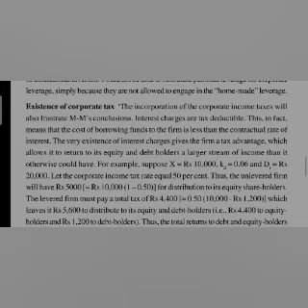Existence of corporate tax. The incorporation of the corporate income taxes will also frustrate MM's conclusions.